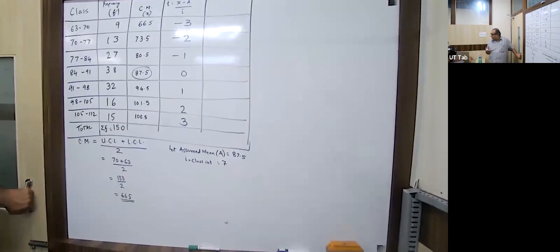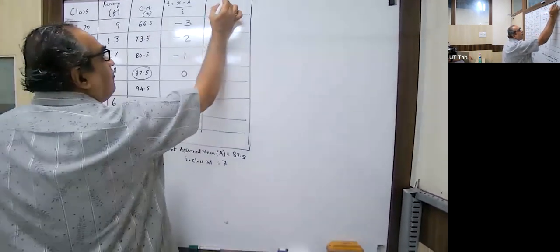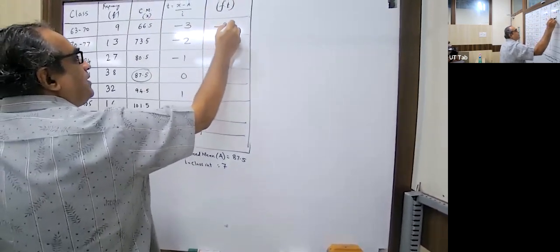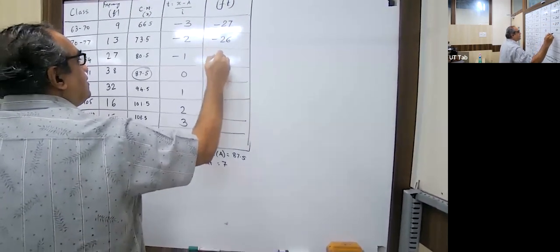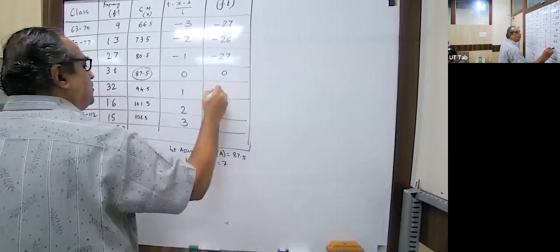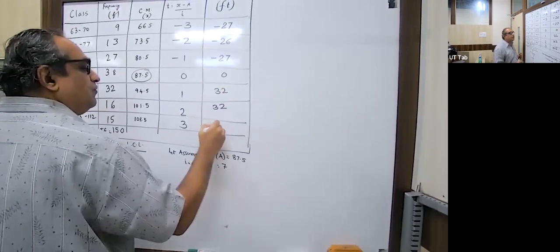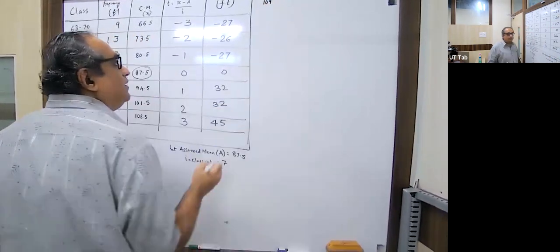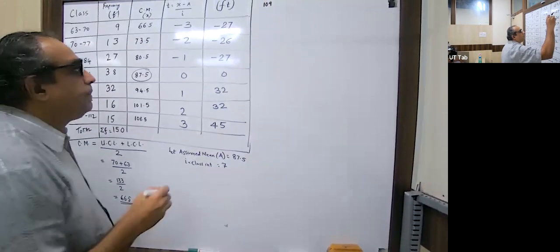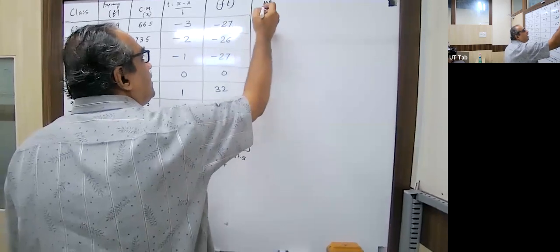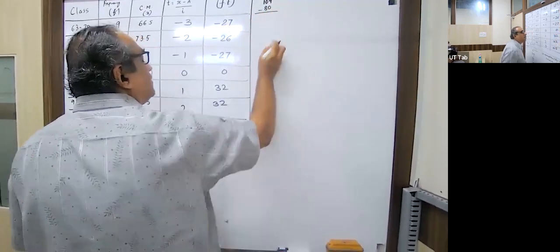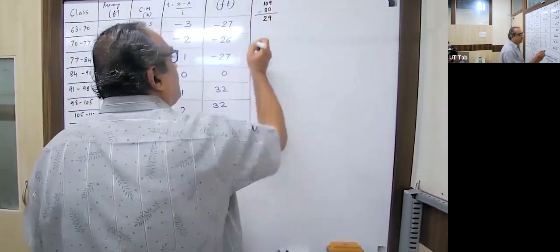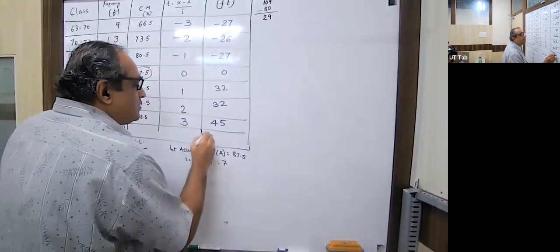So this is even smaller than assumed mean. Instead of doing fd, we are going to do f into t. Minus 3 into 9, minus 27, minus 26, minus 27, 0, 32, 32, 45. 32 plus 32, 64. 64 plus 45 is positive 109. 27 plus 27, 54. 54 plus 26, 80. Is this clear? So this has to be subtracted so I get positive 29. Summation ft is 29.